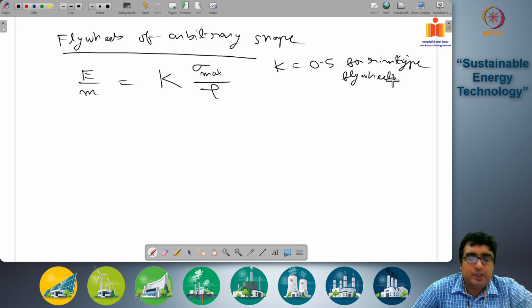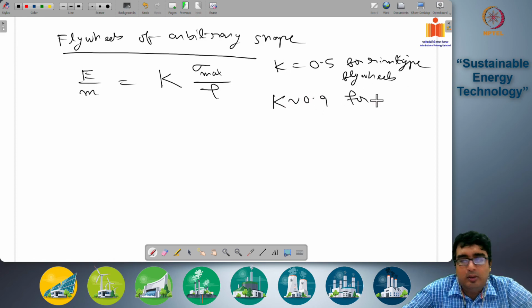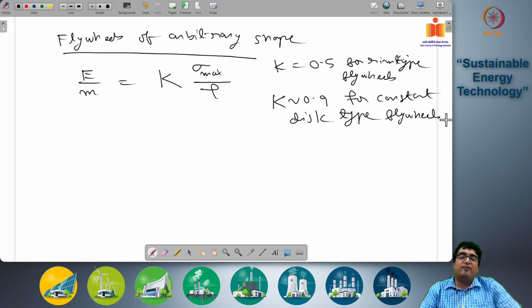the typical conventional flywheels, but K can be of the order of 0.9 for constant disc type flywheels. This is a modern design. So again we have an advanced design of something called a constant disc type flywheel, where this K value can be increased from 0.5 to 0.9. So that again increases the specific energy density.